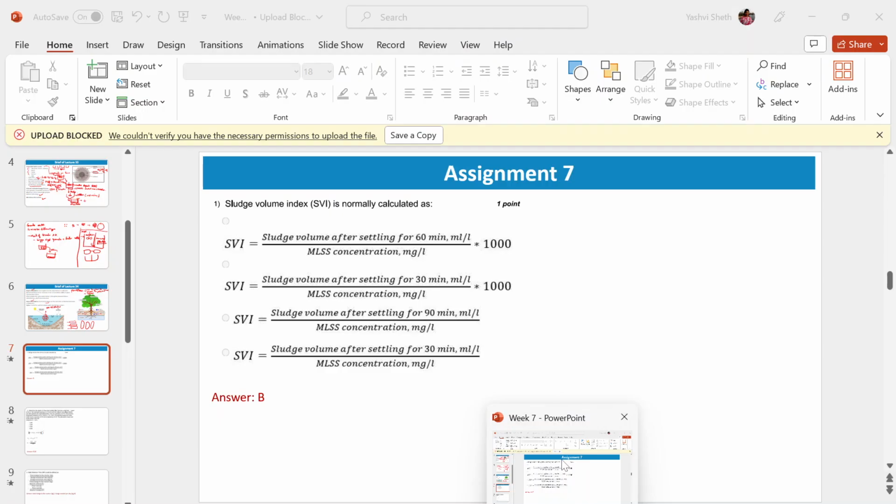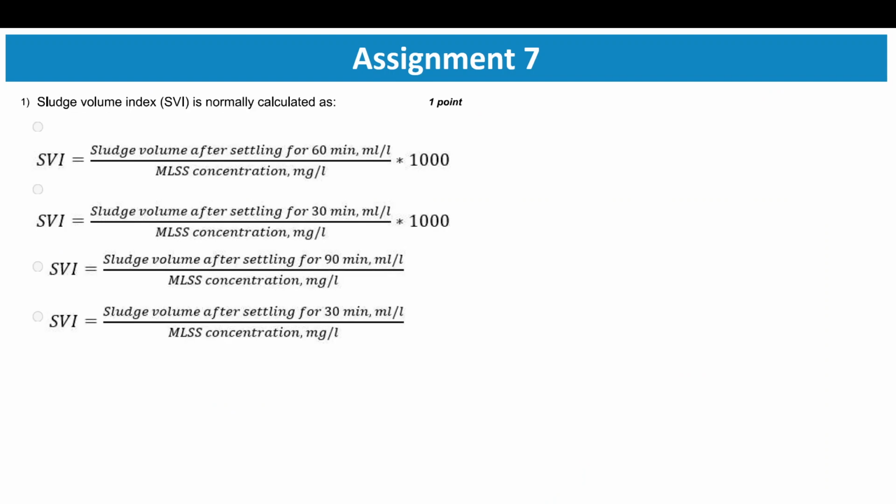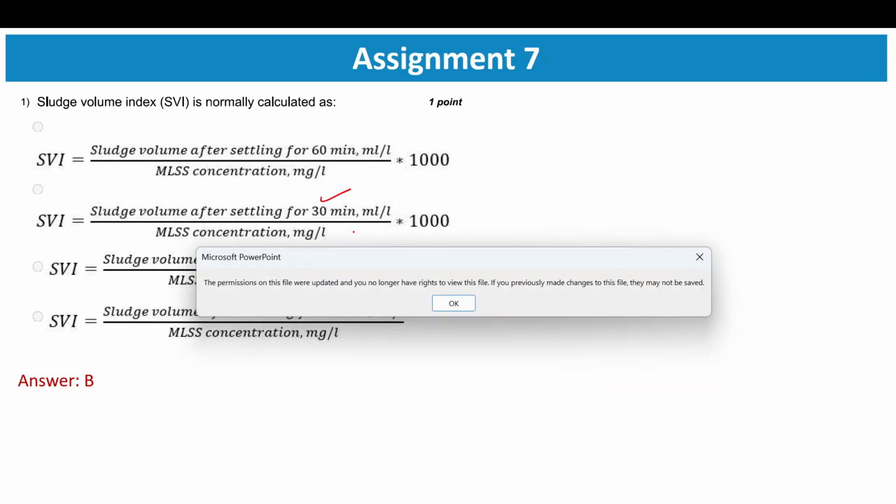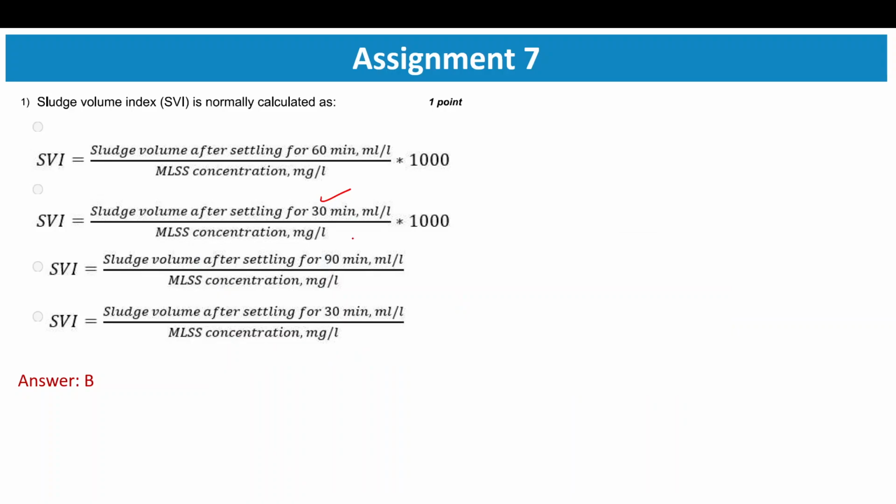Yeah, so sludge volume index is nothing but what amount of sludge volume after it is allowed to settle for 30 minutes per unit MLSS concentration, right? So it is option B.